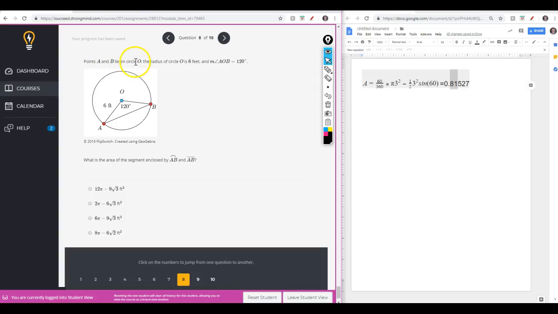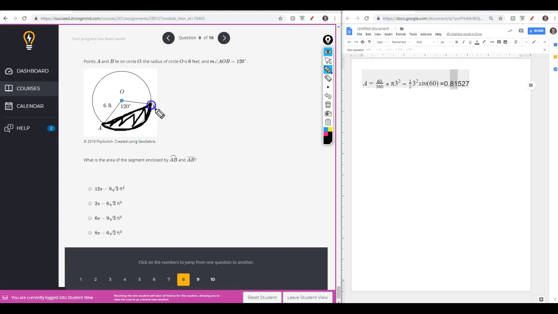Points A and B lie on circle O. The radius of circle O is 6 feet and the measure of angle AOB is equal to 120 degrees. What is the area of the segment enclosed by arc AB and segment AB? So again, it's just wanting to know this portion right here.